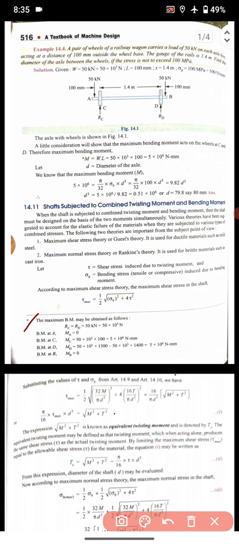Now let's start the second topic, that is shaft subjected to combined twisting moment and bending moment.